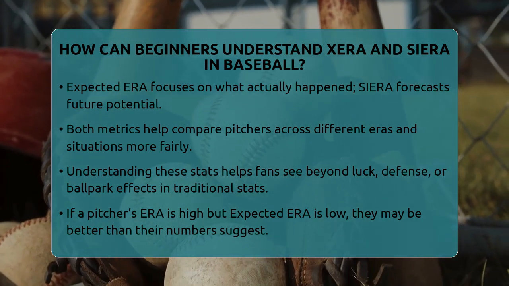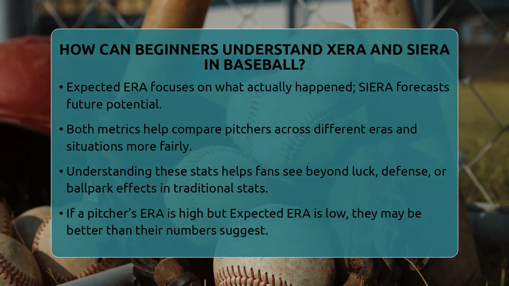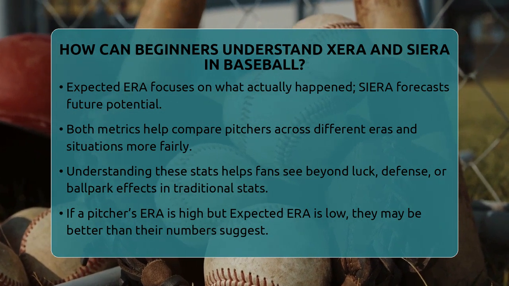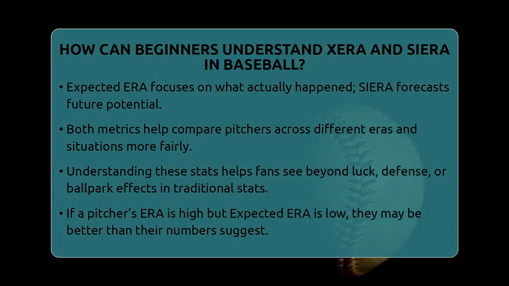The main difference between the two is that expected earned run average is about what actually happened based on batted ball data. SIERA is more about what a pitcher's skills suggest they should be able to do in the future. Expected ERA gives a snapshot of recent performance, while SIERA offers a forecast based on skill. Both metrics help us see beyond traditional stats like ERA, which can be skewed by luck, defense, or ballpark effects.